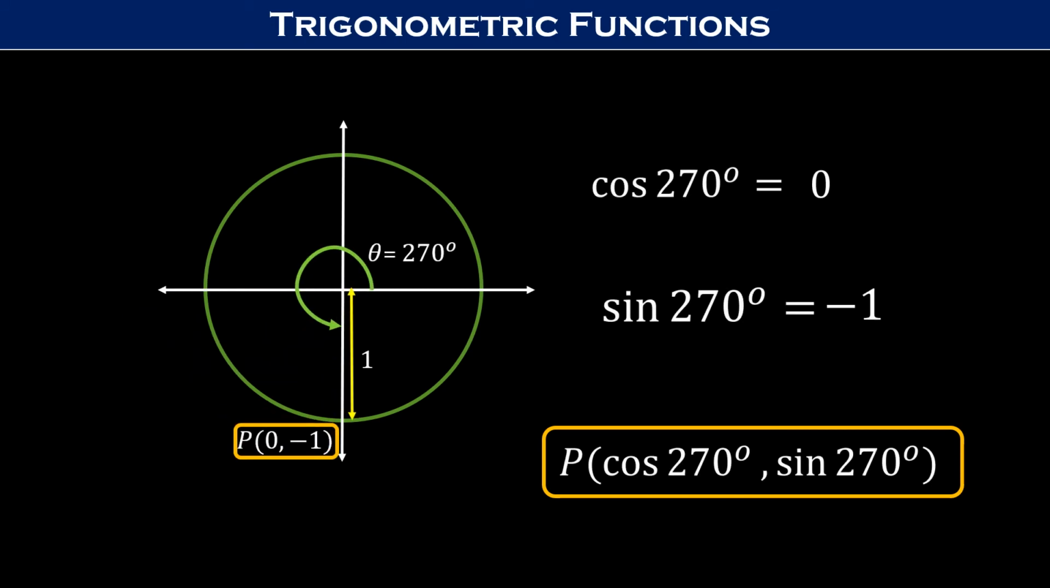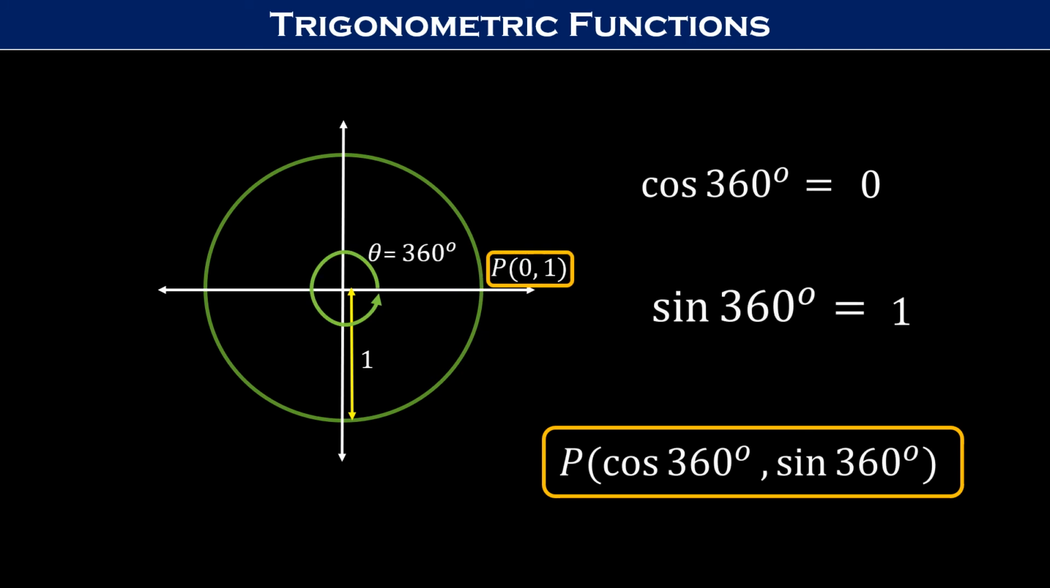Here we are finding theta is 270. If theta is 270 degrees, the Cartesian coordinates of the point are 0 and minus 1. Using theta 270, the polar coordinates of P are cos 270 and sin 270. Comparing the polar coordinates to the Cartesian coordinates, we find that cos 270 is 0 and sin 270 is minus 1.